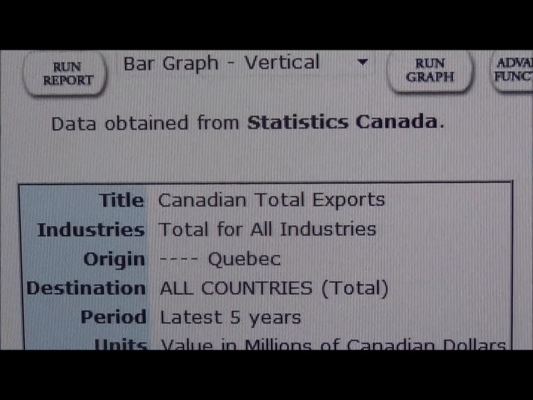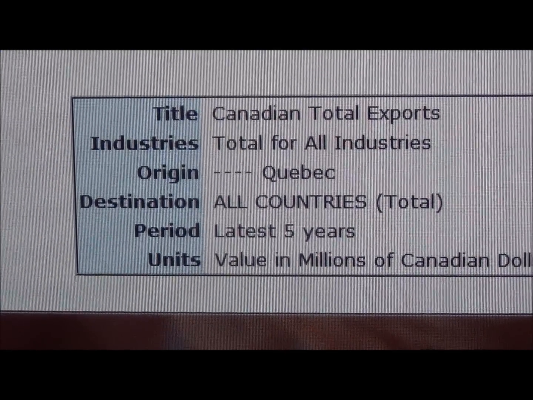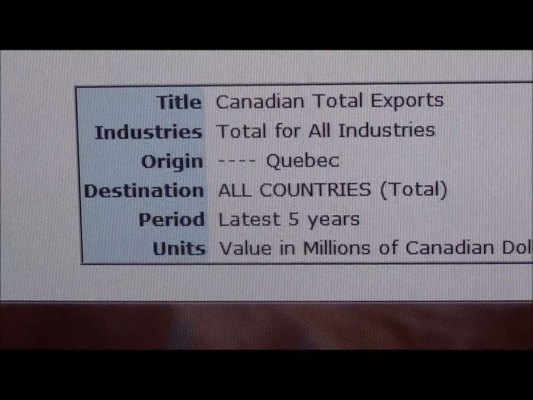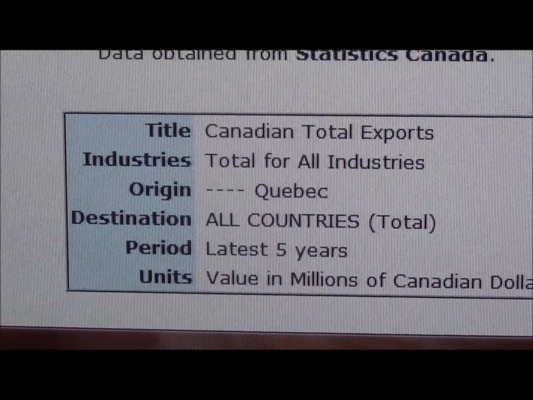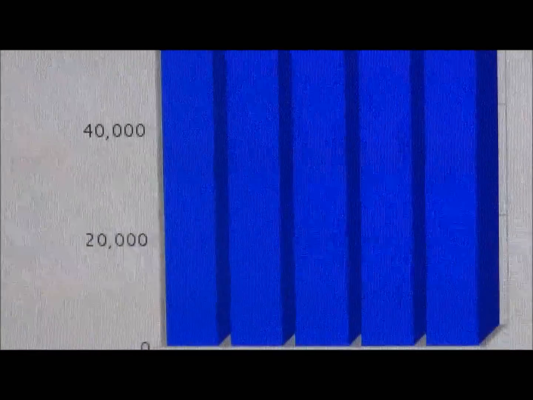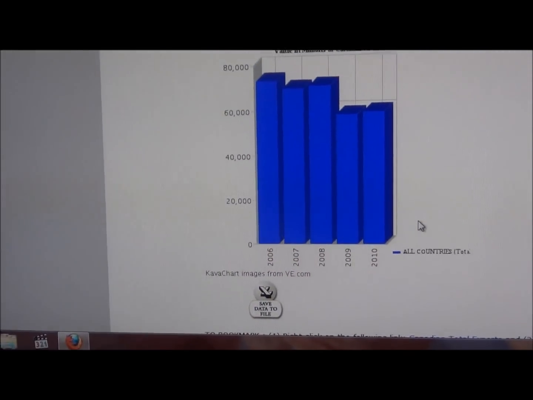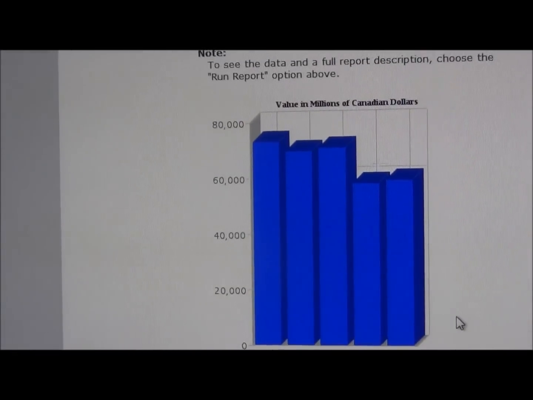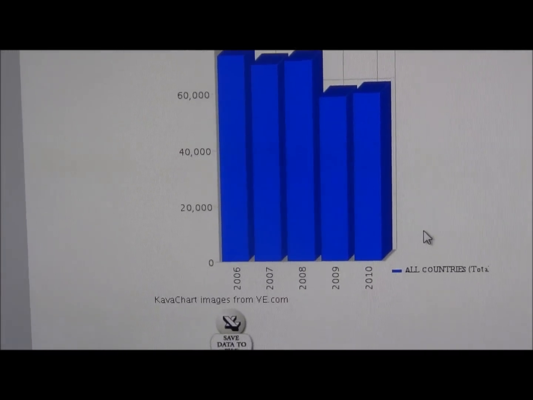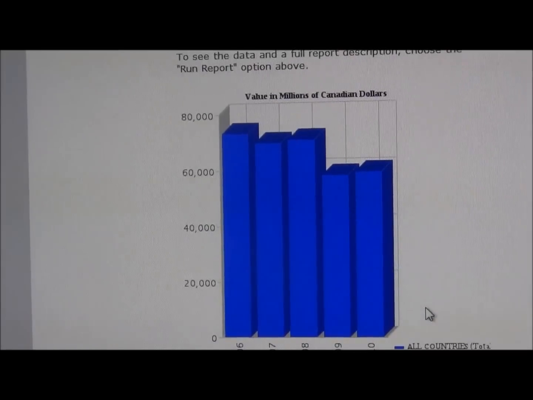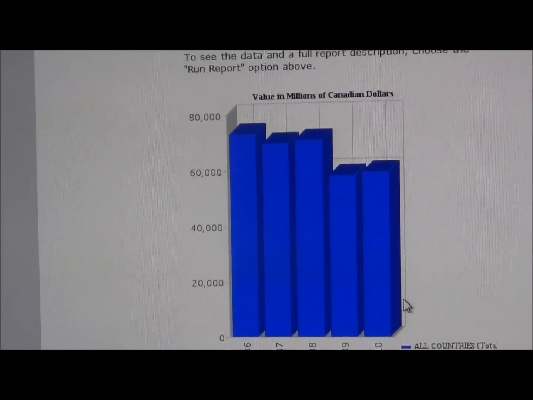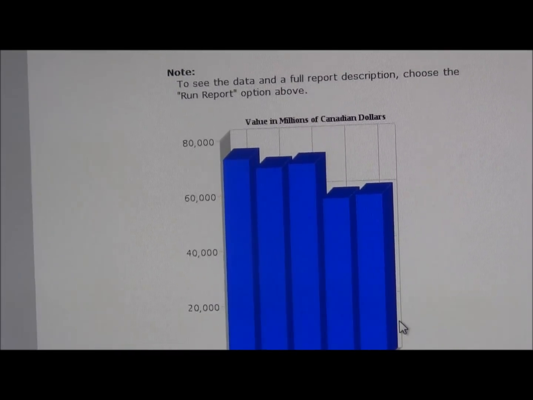Canadian total exports, origin Quebec, destination all countries in the world. Data is from the last 5 years. So you see, it went from 80,000 to just under 60,000, and those numbers stop at 2010. So there's been about a 30% to 35% loss of exports going out of Quebec.